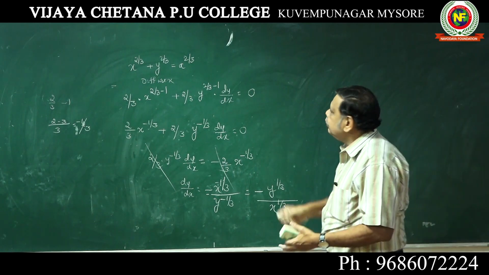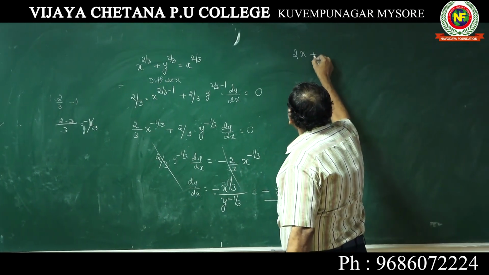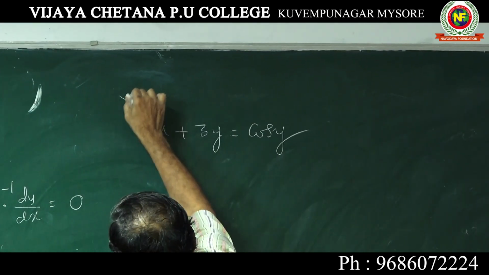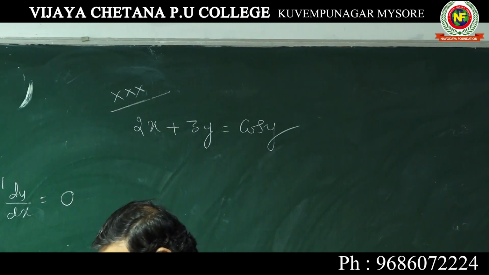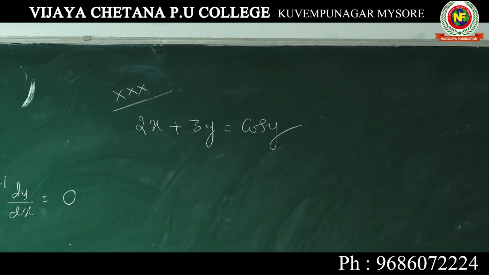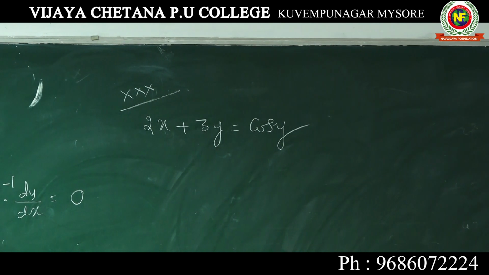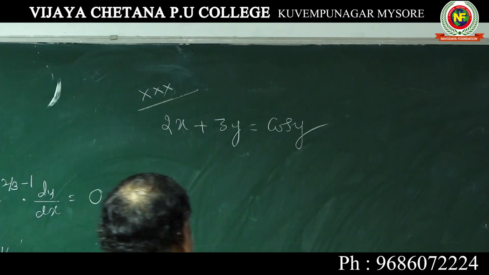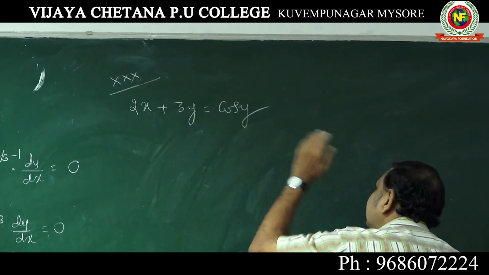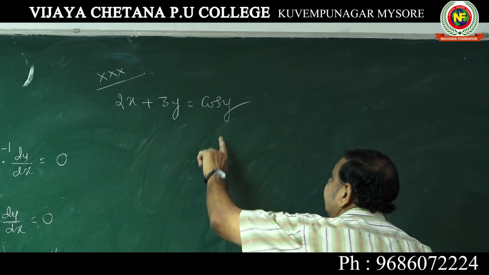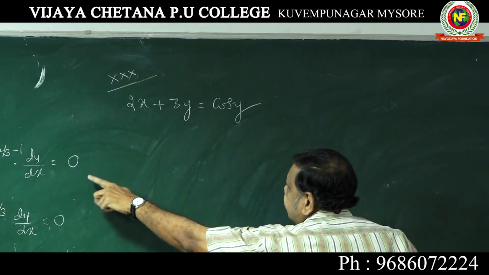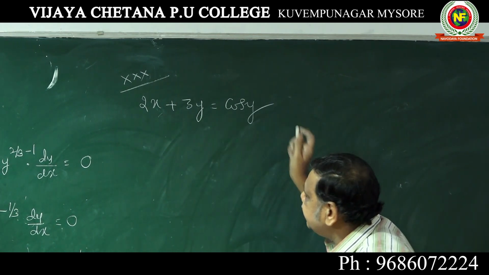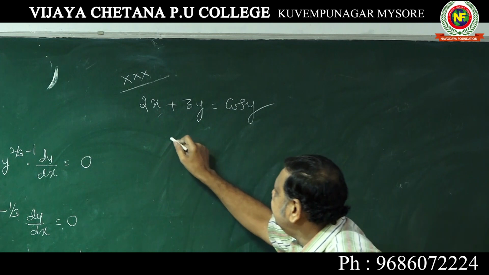Take the next one. 2x plus 3y is equal to cos y. Important problem for examination. 2x plus 3y is equal to cos y. Now, this is an implicit function because x is there, y is there, and this you can take as again a y function. If you shift it that side, all the things will be 0. So f of x, y is equal to 0.